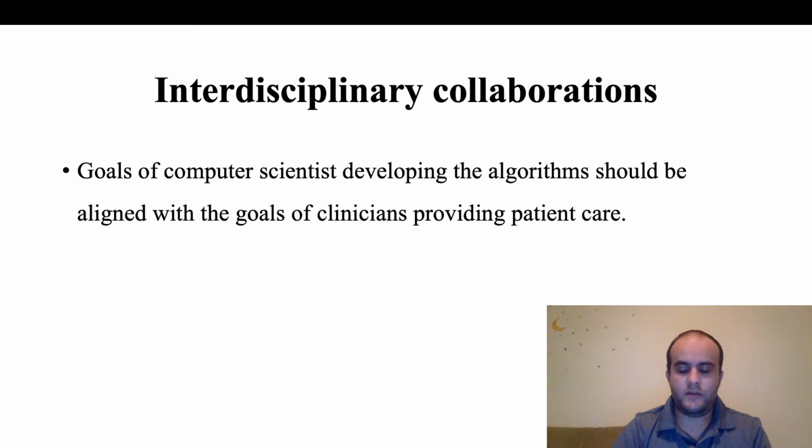Another challenge, which is also a future potential and more of an opportunity than a challenge, is to have collaboration between both computer scientists and clinicians. It's hard for computer scientists to understand all the terms related to clinicians. It's hard for them to develop just an algorithm without understanding the goal of that algorithm. They need to get in touch with the clinician to learn what they really need and what the ultimate goal of having the model is.